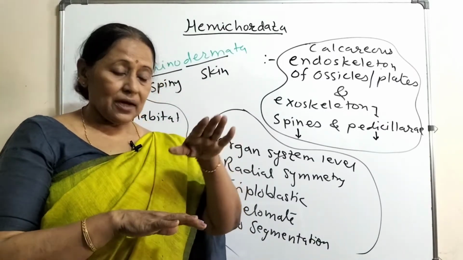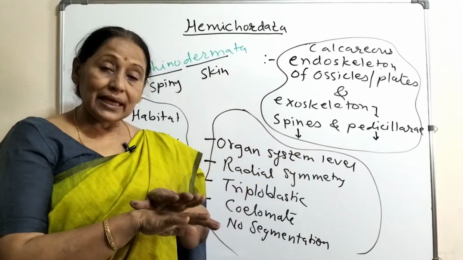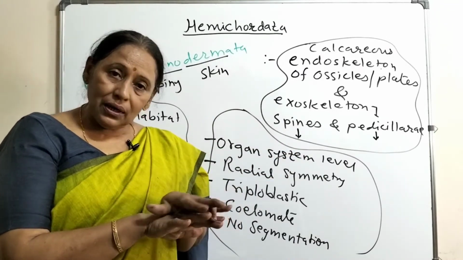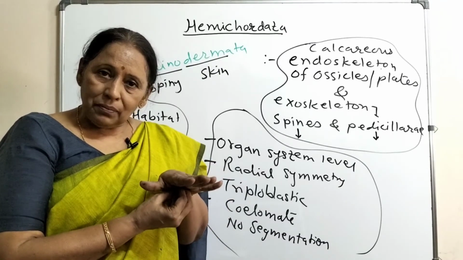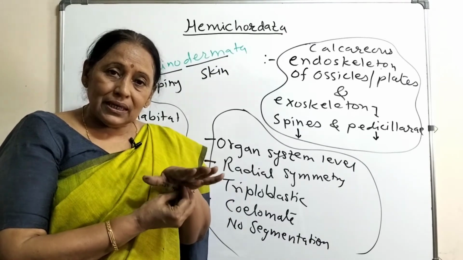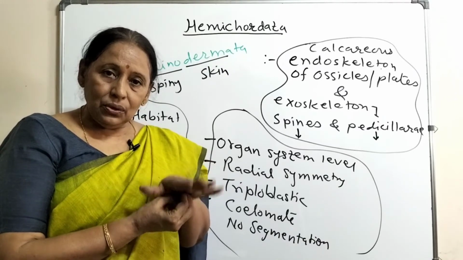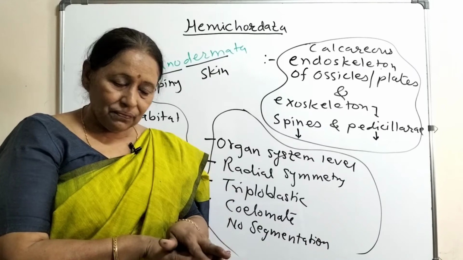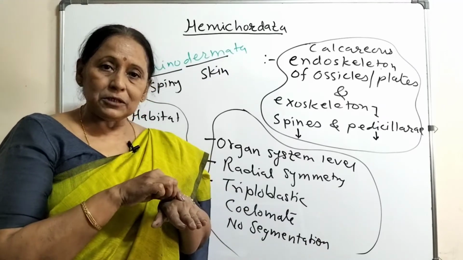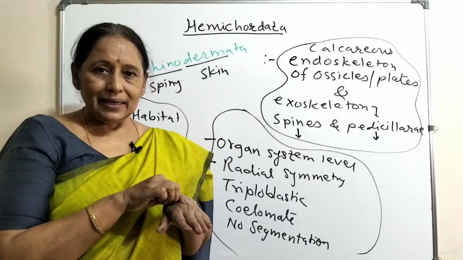How? The starfishes cannot swim, they crawl. When they crawl on the sea surface, they have to collect the food from the lower side. So the mouth is on the lower side, the ventral side, through which it is collecting the food, and the anus is present on the dorsal side.